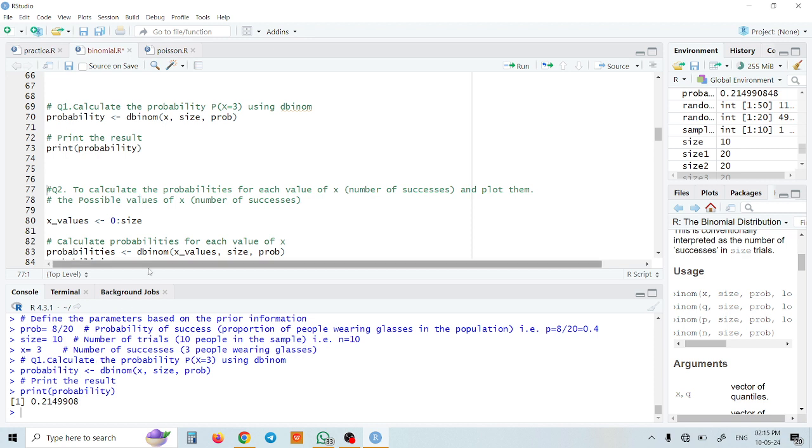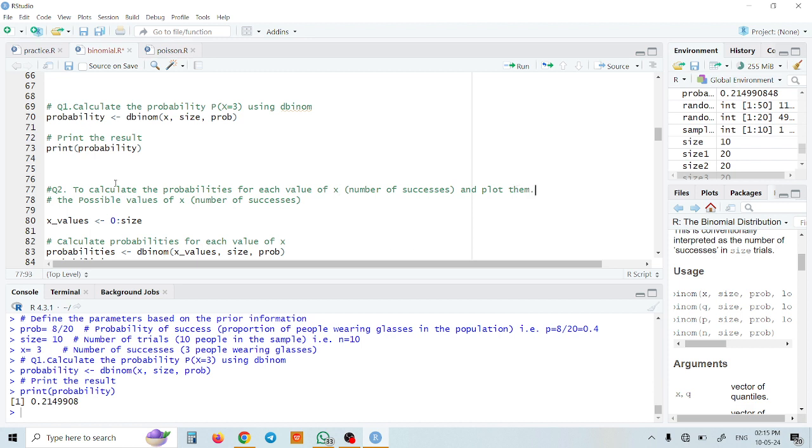Now we can find the probability for a series of values of x. For each value of x we can find the probability. So the question is to calculate the probabilities for each value of x, and we can plot them also.